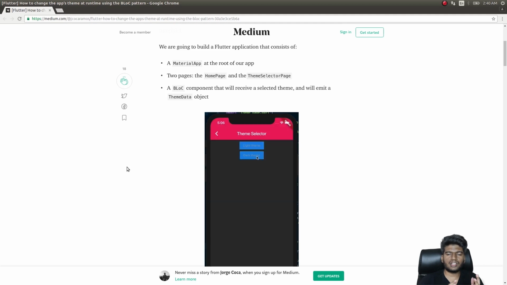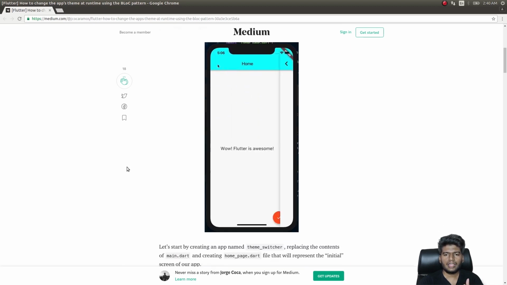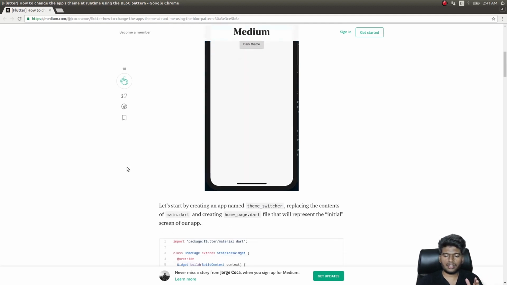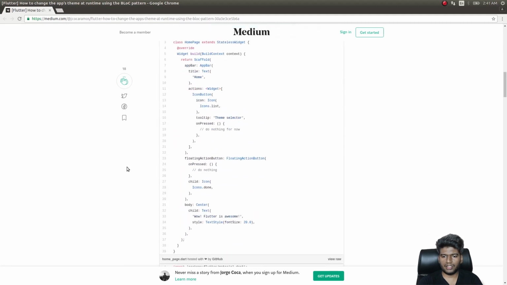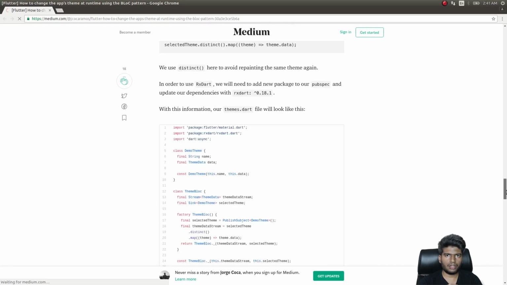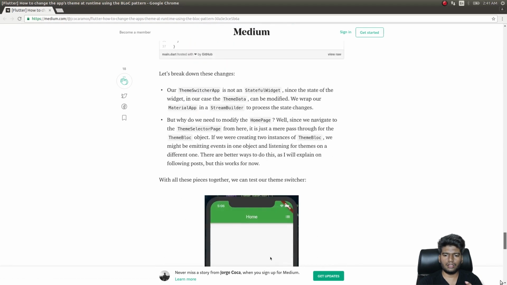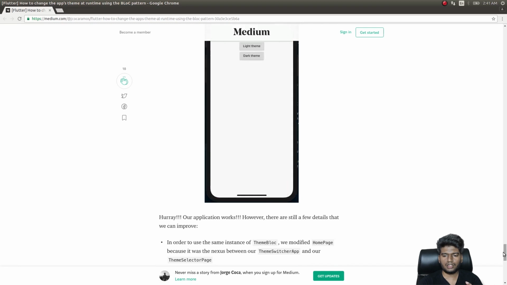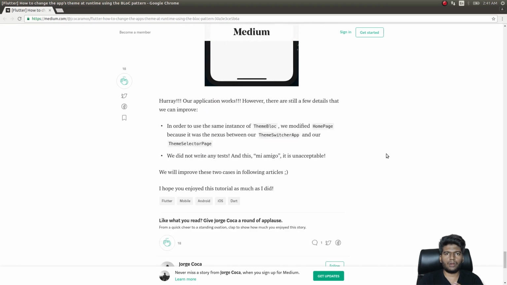I told you, right? Streams are stuff that's happening over a period of time. So this developer shows us how to change the theme of an application dynamically, that is using the BLoC pattern. And this is a well written article. He has started out from the very basic, and he has written it in a pretty much elaborate way, covering all the important stuff that needs to be discussed while we are talking about BLoC patterns. So I thought I would give this article a shout out in this episode.